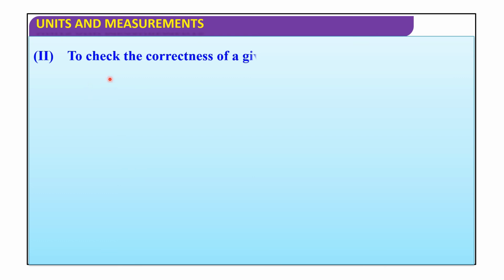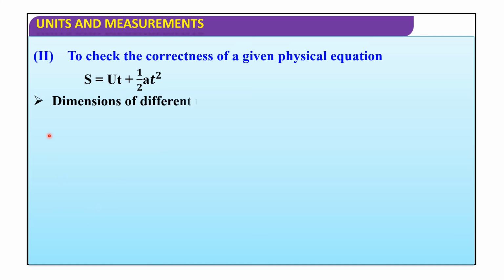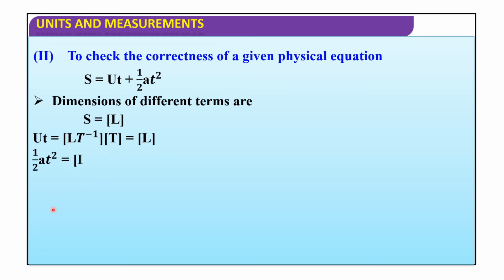Check the correctness of a given physical equation. S is equal to ut plus half at square. Dimensions of different terms are: S is equal to L, ut is equal to L t power minus 1 into t, that is L, t gets cancelled here. So half at square is equal to L t power minus 2 into t square, that is L, t power minus 2 t square get cancelled and the remaining is L.